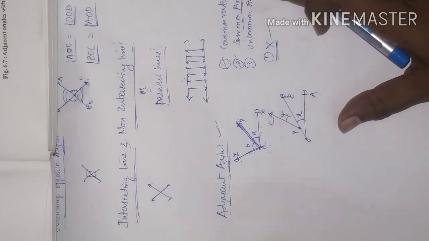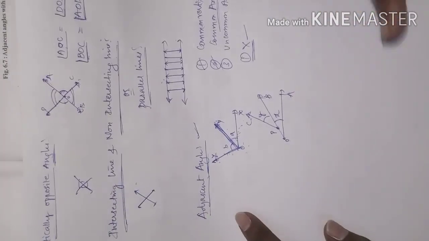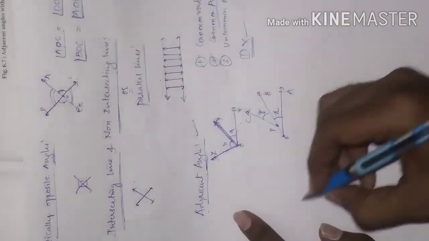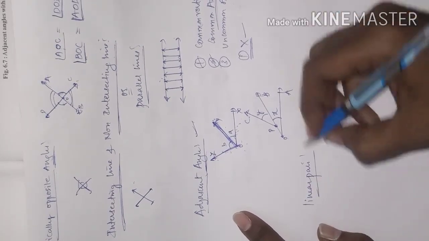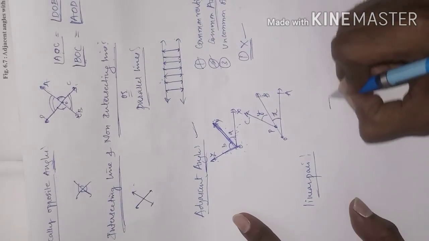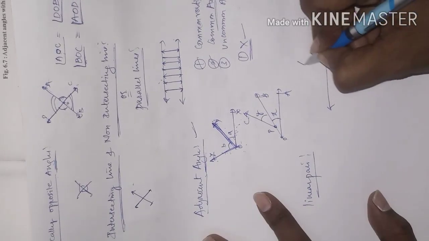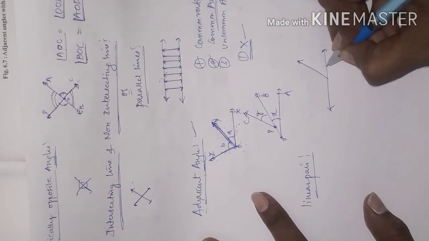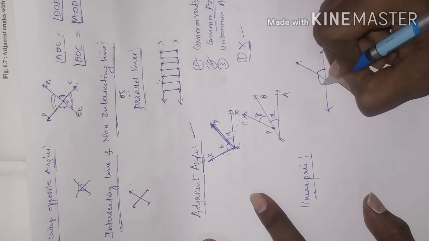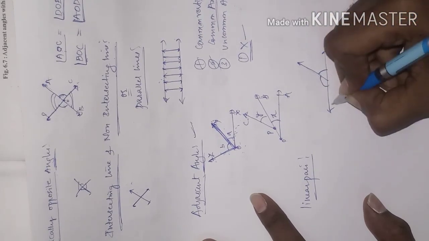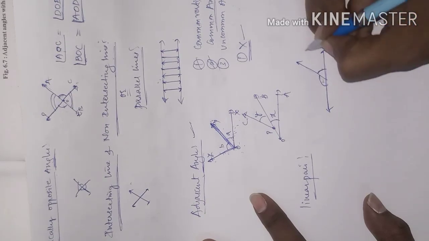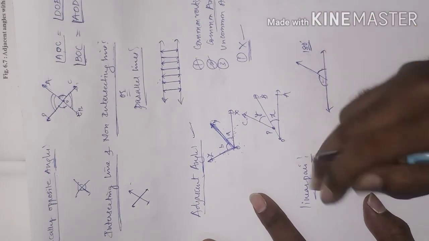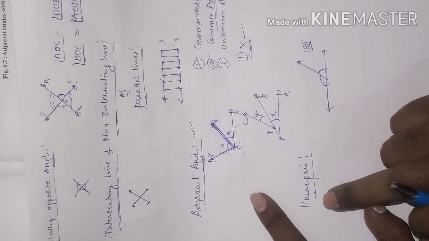Now we will go for the example about the linear pair. See, linear pair of angles. Keep in mind, this is always an example. This is about the linear pair. A ray is standing on a line. If the sum of the two angles makes 180 degrees, then only it is a linear pair.